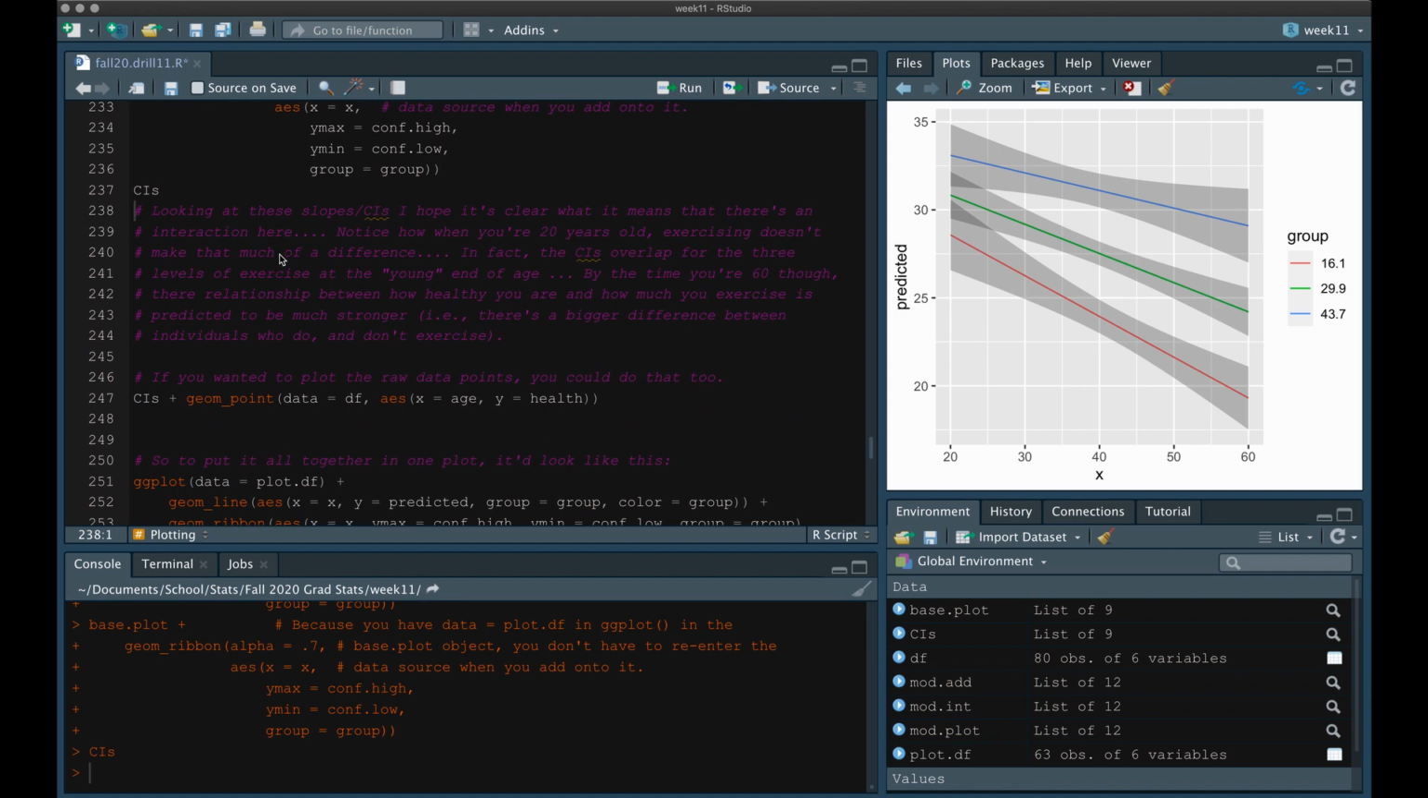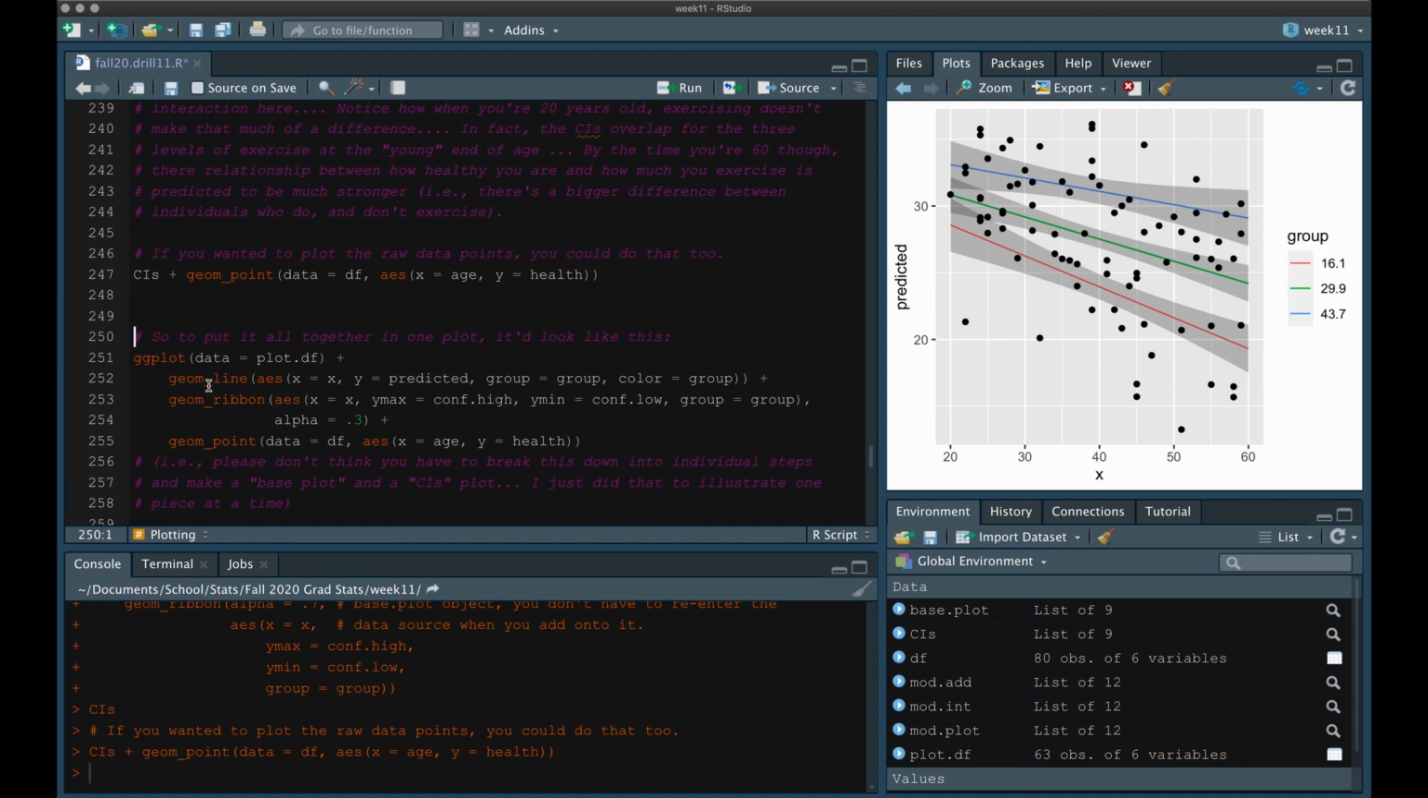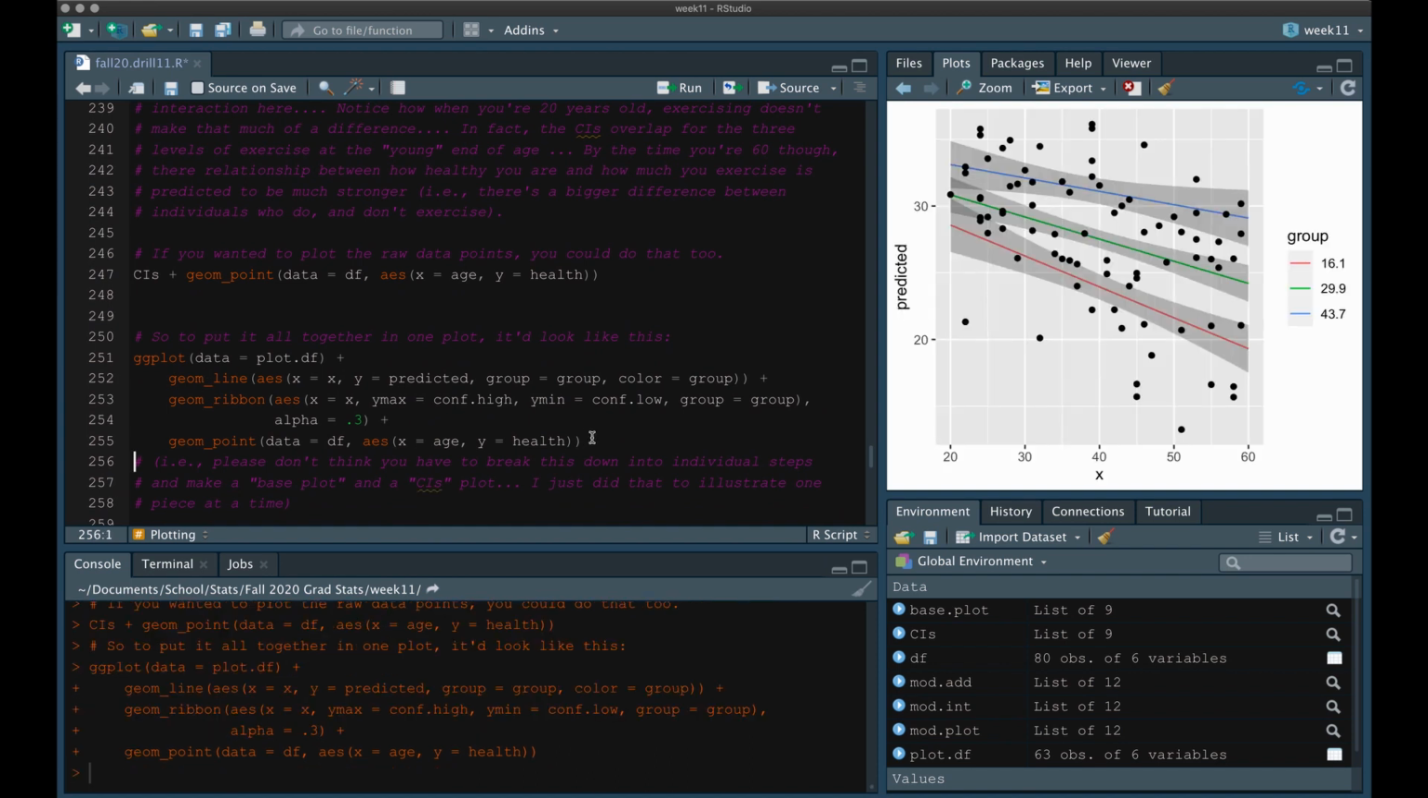The last thing is, if you did want to put your raw data points on top of these plots, you could do that too, just taking this CIs object that I created here, and I'm going to add geom point, and tell it to use the df data frame, and then x equals age and y equals health, and now it will put our actual data points on that plot for us. And if you put all of this together as one, this is what it would look like.